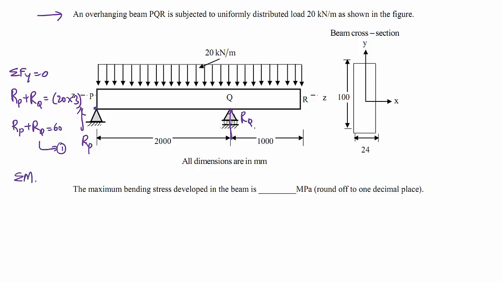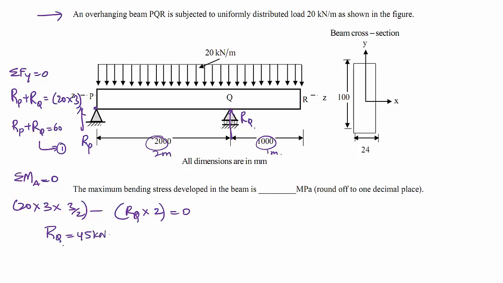Next, moments about P equal to 0. The 20 kilonewton per meter is distributed over 3 meters, 2 meters and 1 meter. So 20 into 3 by 2 minus RQ into 2 equal to 0. 20 into 3 is 60, 60 into 1.5 is 90, 90 by 2 is equal to 45. So RQ equals 45 kilonewtons and RP will be equal to 15 kilonewtons.